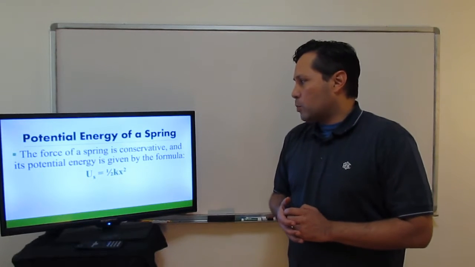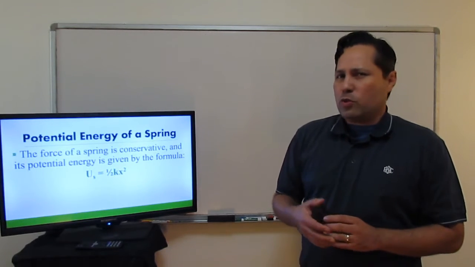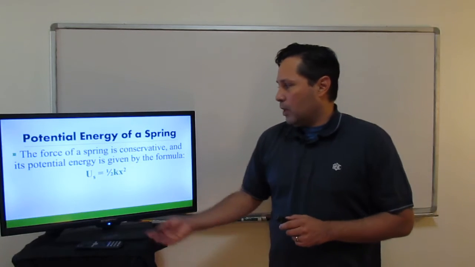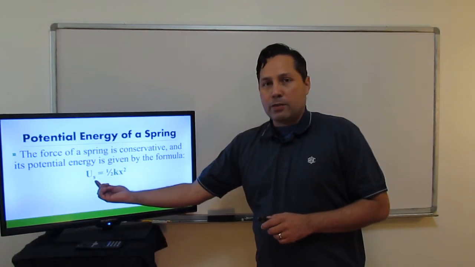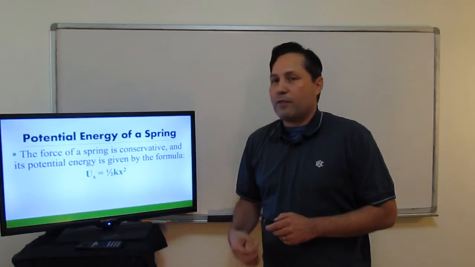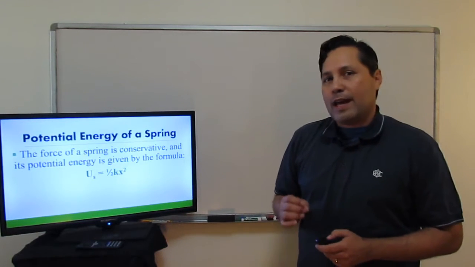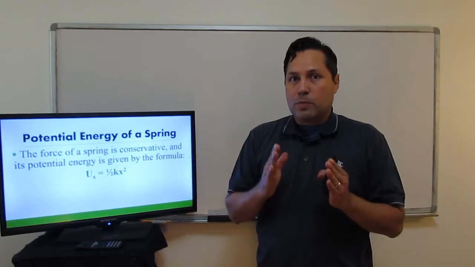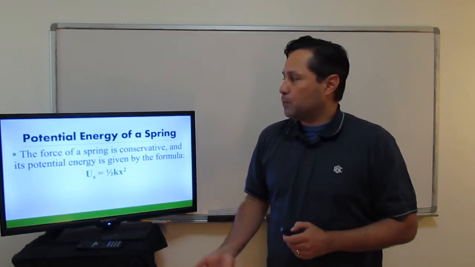So the force of a spring is conservative. So it's not lost. It is conserved. And its potential energy is given by this formula. Potential energy with an S right here, that's for a spring, is 1/2 k times x squared, where k is a constant for the spring, and x is how much the spring is being compressed, measured in meters.